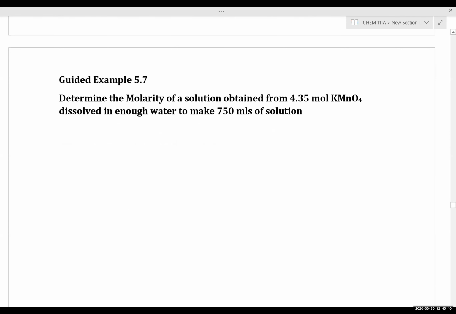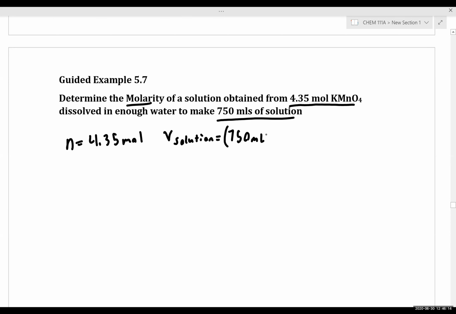So let's apply this idea to an example. In this case, we're asked to determine the molarity of a solution obtained from taking 4.35 moles of potassium permanganate and dissolving it in enough water to make 750 milliliters of solution. So our moles are 4.35 moles, and the volume of our solution is 750 milliliters. However, we can't leave this in milliliters. So let's convert milliliters into liters.